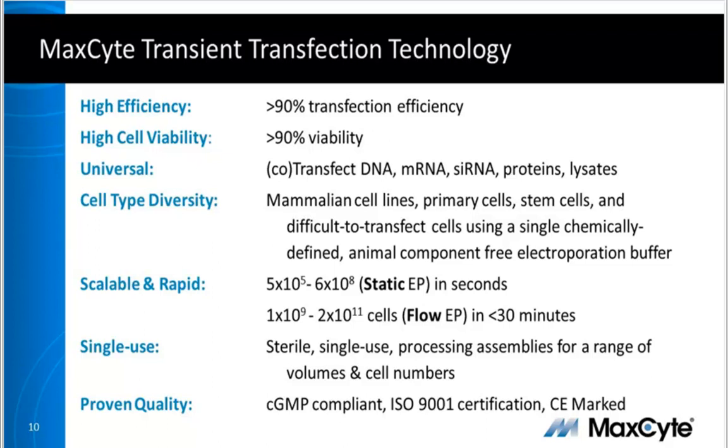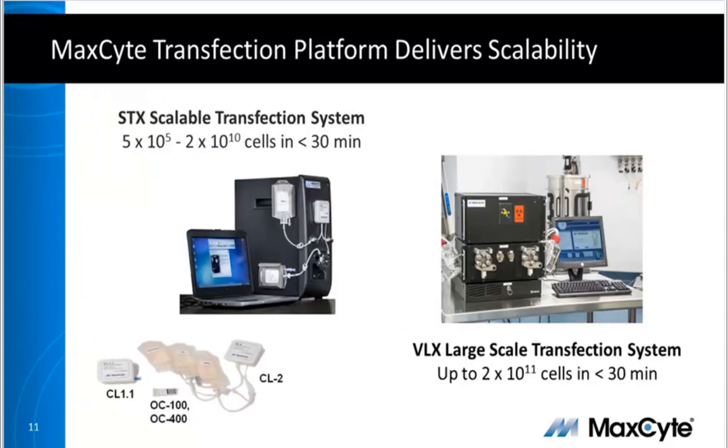Larger numbers of cells can be transfected by flow electroporation using the same instrument with the same electroporation protocols. No reoptimization is needed. Both static and flow electroporations take place in sterile, single-use processing assemblies, so there's no risk of contamination from one transfection to the next. The studies presented throughout the remainder of the webinar were performed using one of two Maxcyte electroporation systems, either the Maxcyte STX or the Maxcyte VLX, both of which are cGMP compliant, ISO certified, and CE marked.